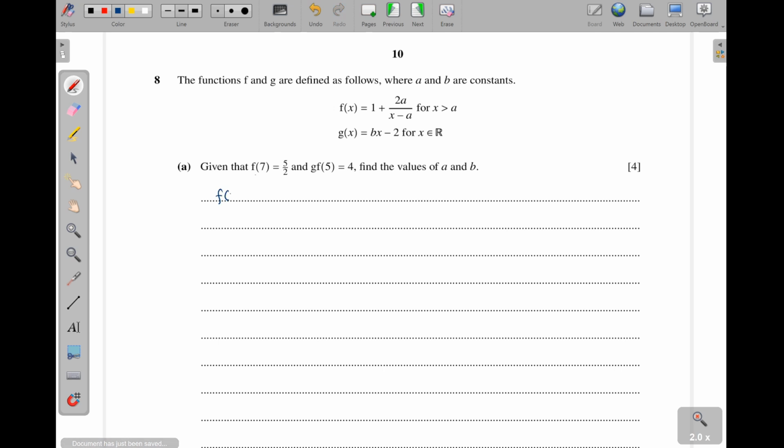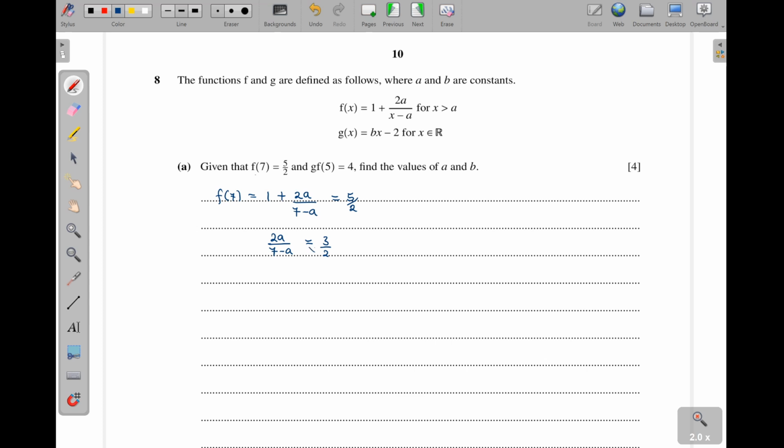So f of 7, that means where there is x, we substitute a 7. Okay, so I will have 1, then plus 2a over, then 7 minus a, then I will equate to 7 over 2. You see that? I can actually take this one this side and it subtracts. So we have 2a out of 7 minus a. Now this is 2.5 minus 1. What do you get? You get 1.5, which is the same as 3 over what?